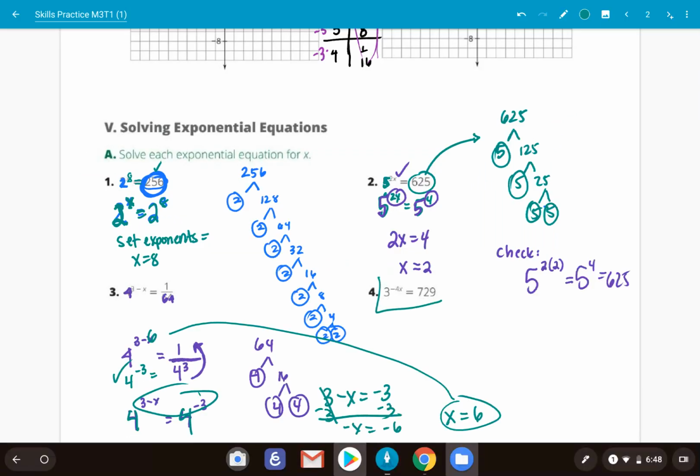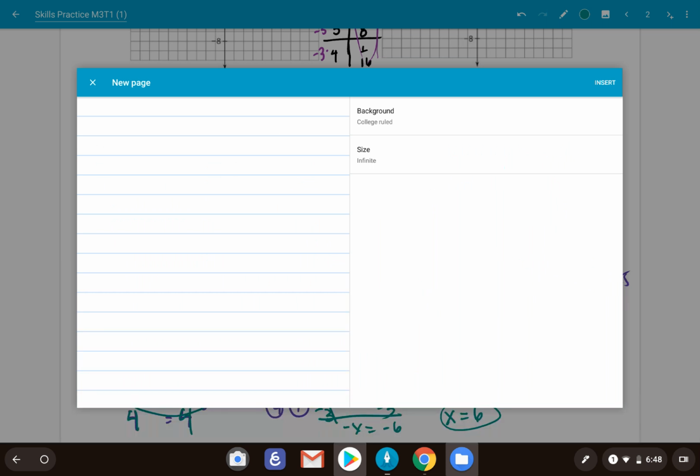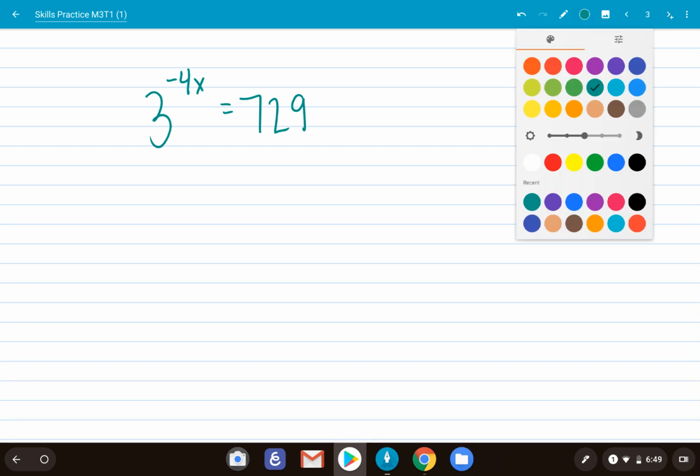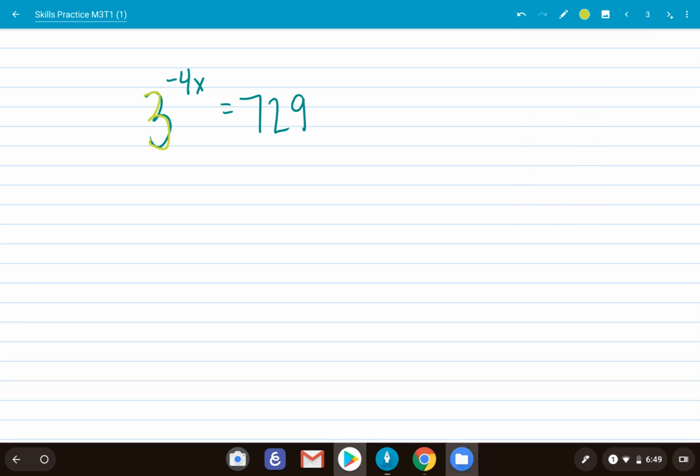For this next one, I'm actually going to add a page because I'm kind of out of space. So 3 to the negative 4x equals 729. And I don't have the same base. On the left side, I have a 3, and on the right, I have 729. So let's make our 729 have a base of 3.